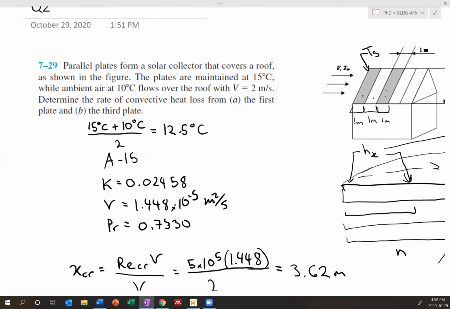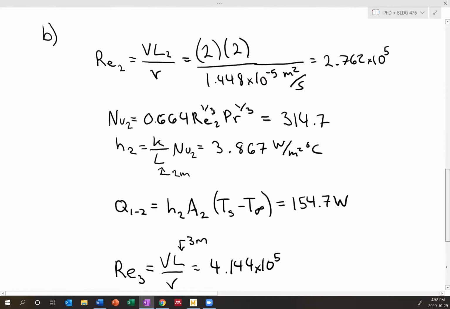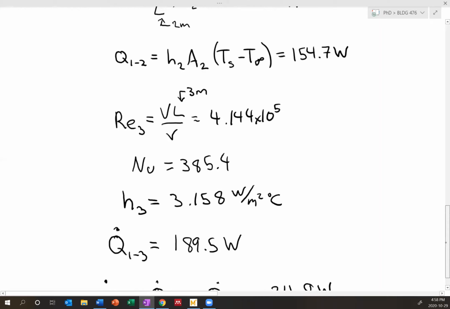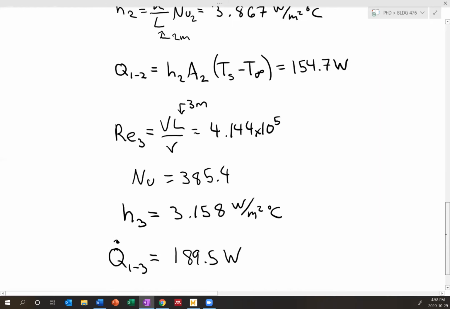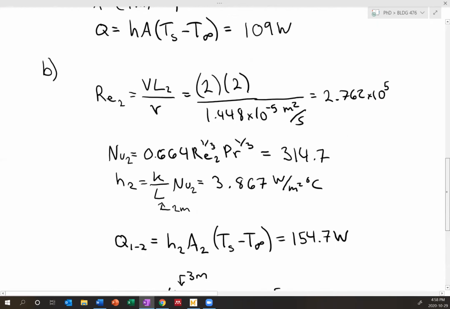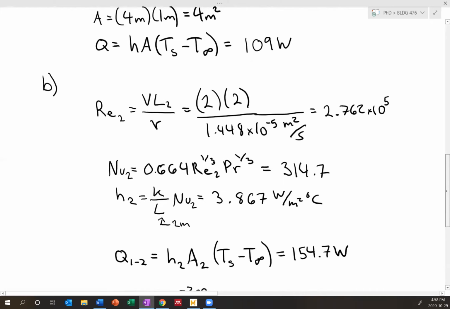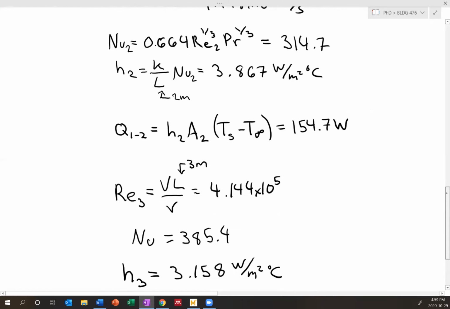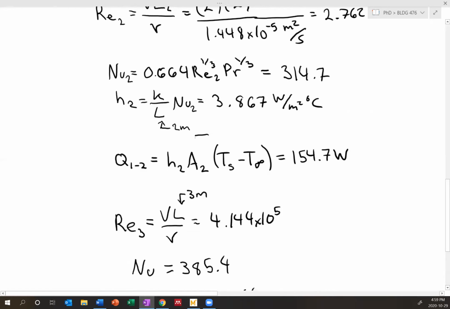Sorry, for the Q1 to 2, what area do you use? Is it the same as the one before, or is it a much larger area because of the two plates? For the Q1 to 2 and Q1 to 3, is it the same area you use all the time, or is the area getting bigger because there are more plates included? The area is getting bigger.